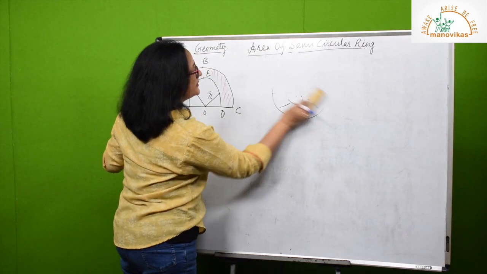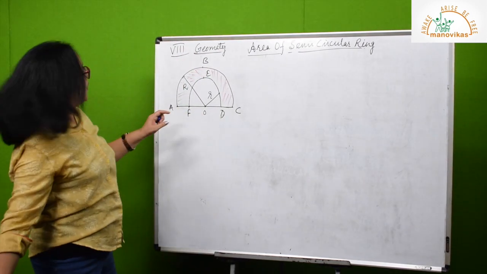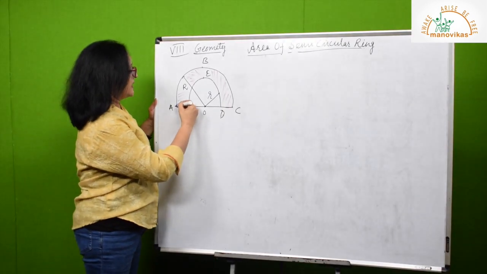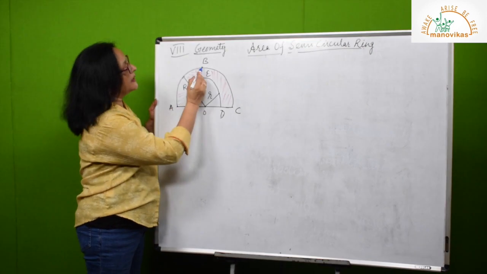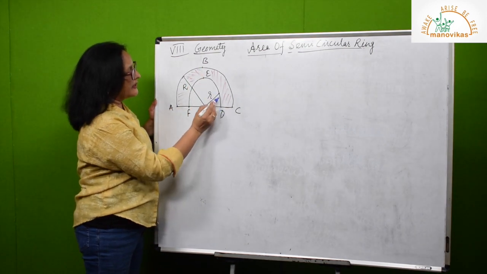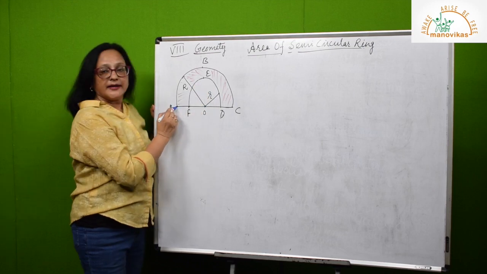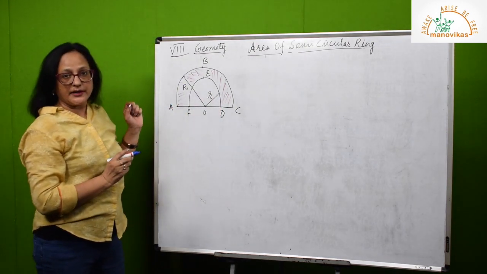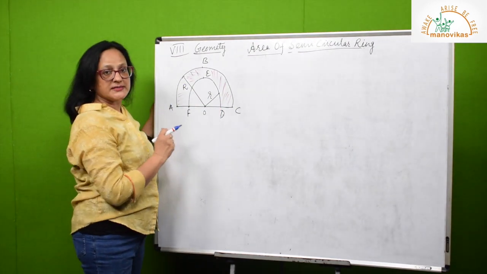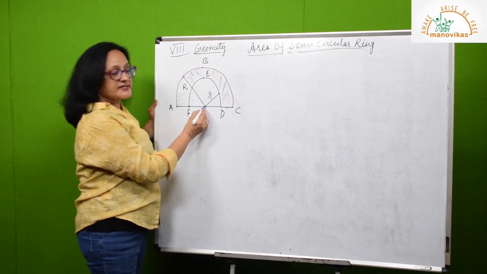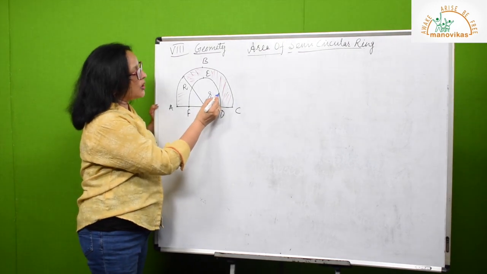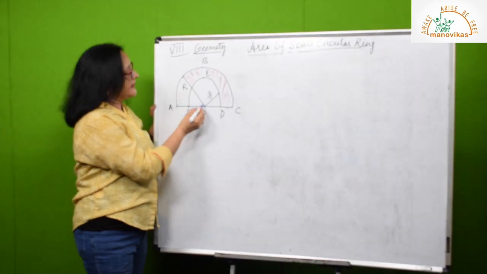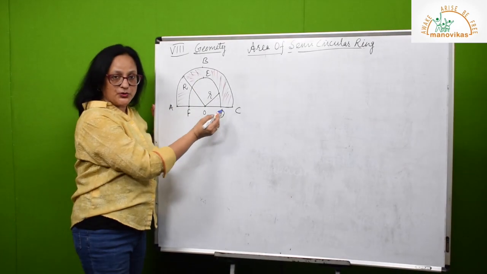Now O is the center of this semicircular ring. So what is the semicircular ring here? If we start from A, then A, B, C, D, then E, F and again A. This shaded part is the semicircular ring. How can we find the area of this region? If O is the center of this ring, small r is the inner radius, the radius of the inner circle, and capital R is the radius of the outer circle.